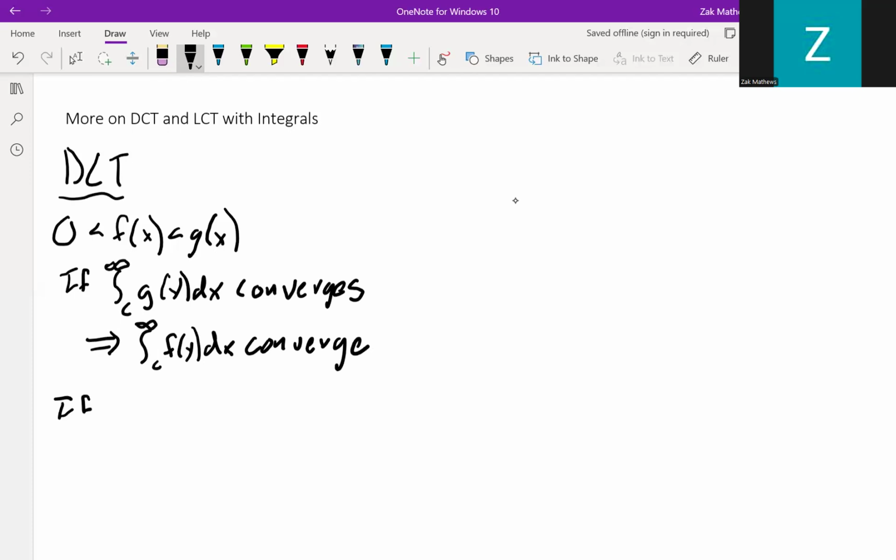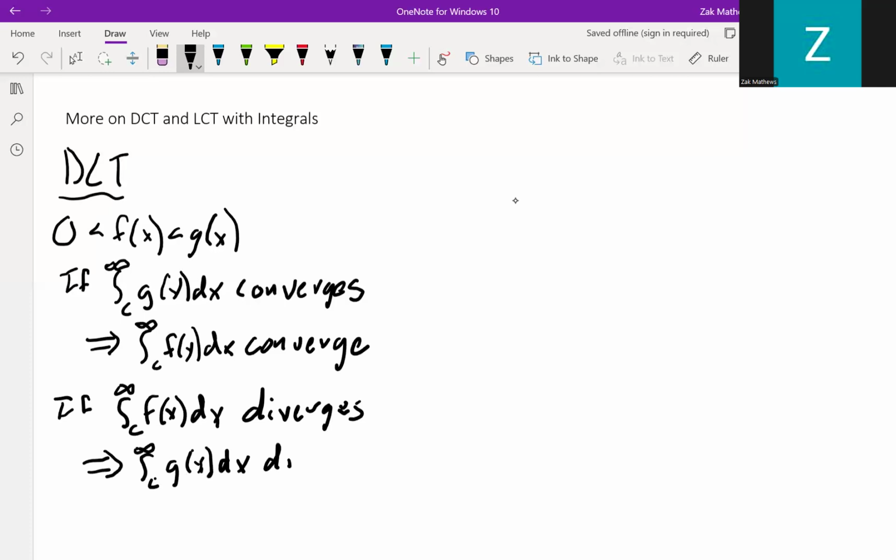If the integral from c to infinity of f of x dx diverges, if the smaller thing is divergent, then the integral from c to infinity of g of x, the larger thing, also diverges. So again, not the formal full write out, but just a quick snapshot of what's going on.